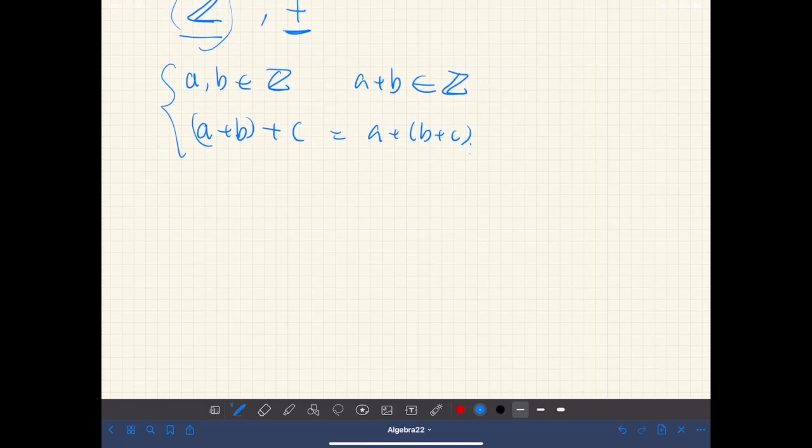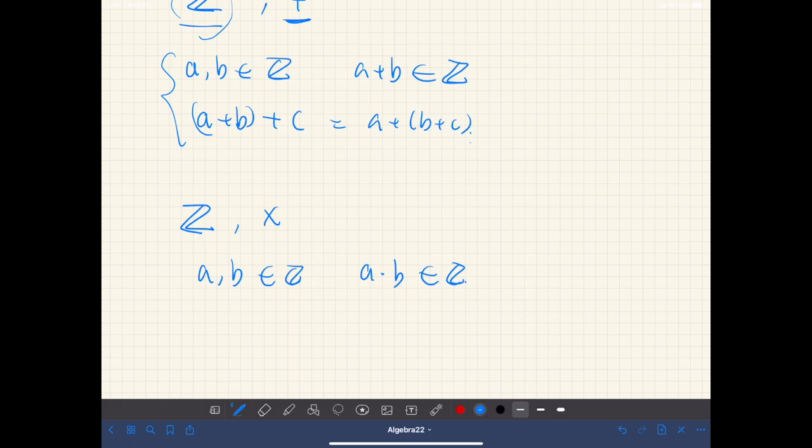And of course, if we consider the set of integers with ordinary multiplication, then this is also a semigroup. For any integers a and b, a times b is also an integer. So it is closed, and integer multiplication is associative. Therefore, this is a semigroup.